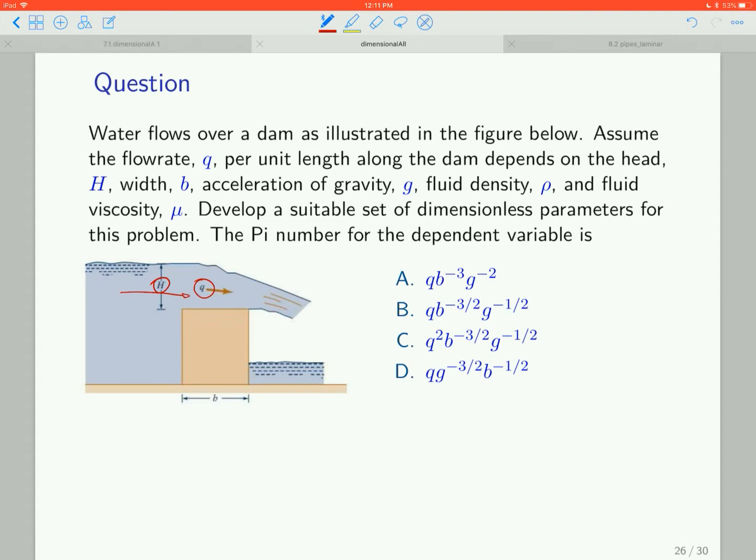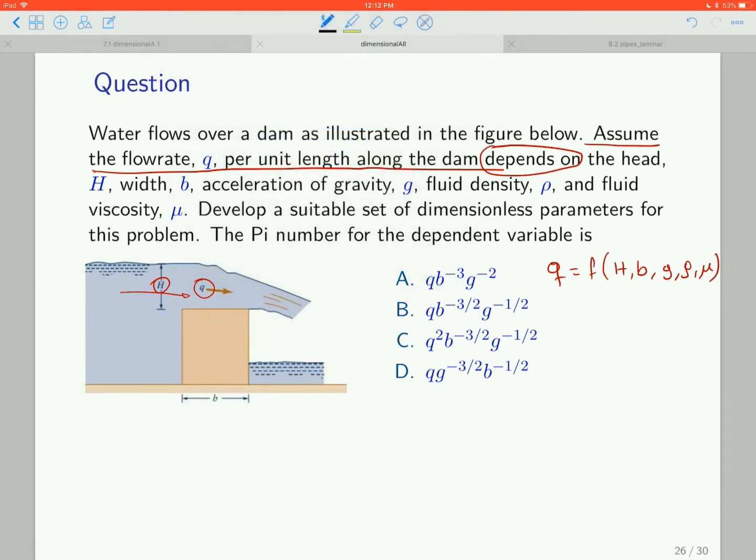So first of all, what is the pi variable? It says here, assume that the flow rate per unit length along the dam depends on, so that means it is a function of. The dependent variable is going to be Q. So we need to find Q that is going to be a function of, and now we have to list all the variables. So that's going to be H, B, G, rho, and mu.